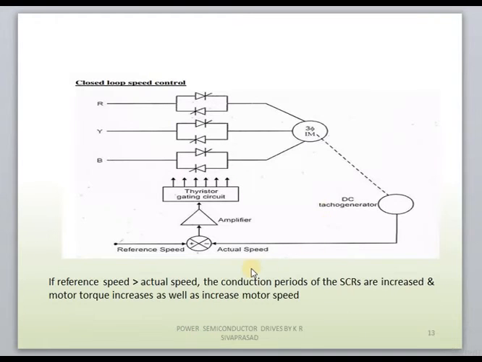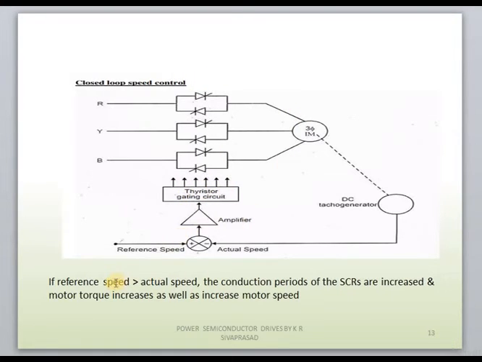Okay, this is the closed loop. Previously we said that if you want to control in a closed loop, we have to use a rotor sensor, a tacho generator, which generates a voltage corresponding to the speed of the machine. So with that voltage, that is the actual speed, compared with the reference speed, we can produce a firing angle. With that firing angle, we can control the speed of the machine.